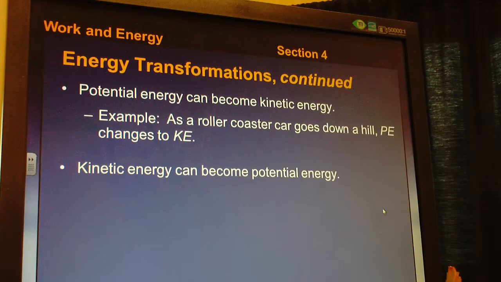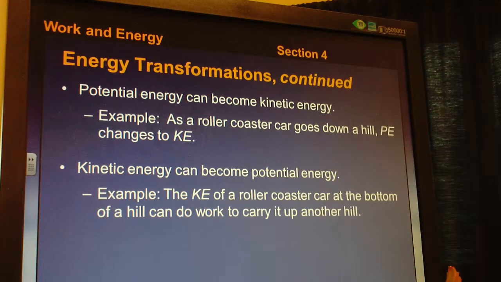Kinetic energy can become potential energy. So think about once you get to the bottom, and the roller coaster at the bottom of the hill starts carrying it up the other side. Well, as soon as the roller coaster starts gaining ground and going up the other side, its potential energy to go back down is growing, is getting bigger.